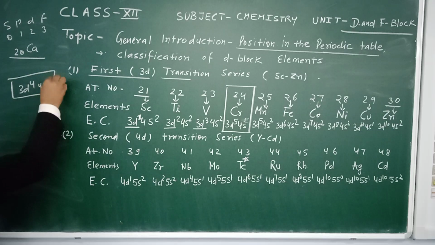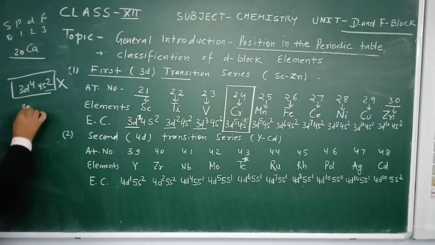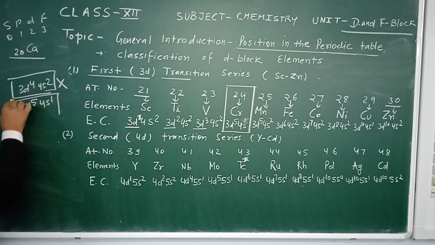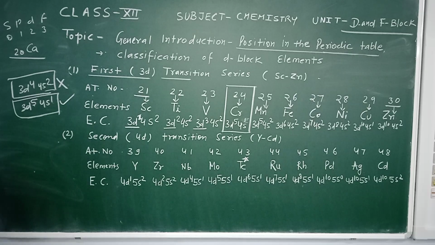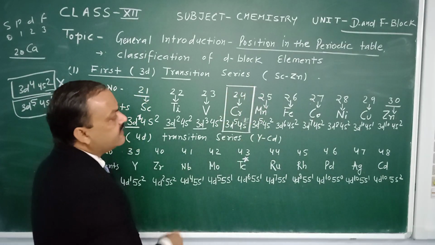But this is not right. The right electronic configuration for chromium is 3d5 4s1. So in this case, chromium is the exception in the electronic configuration series.